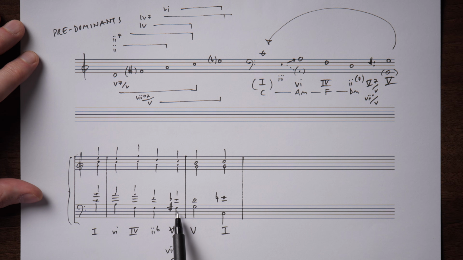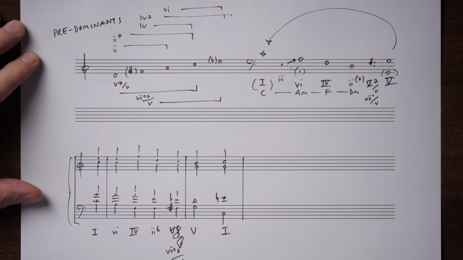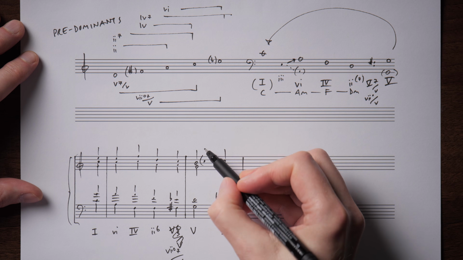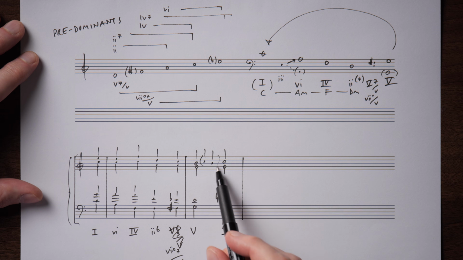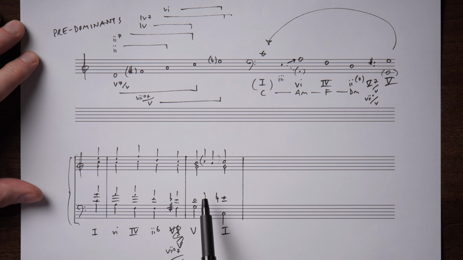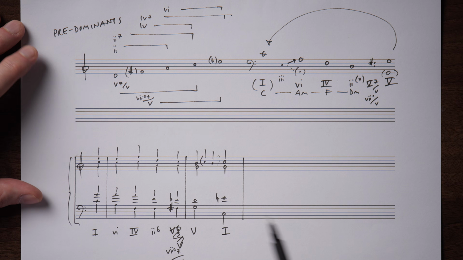Just changed my mind and threw in a leading note, diminished 7th of 5 instead of the dominant 7th. Or you could do a suspension instead. Or you could do a 6-4-5-3 instead.